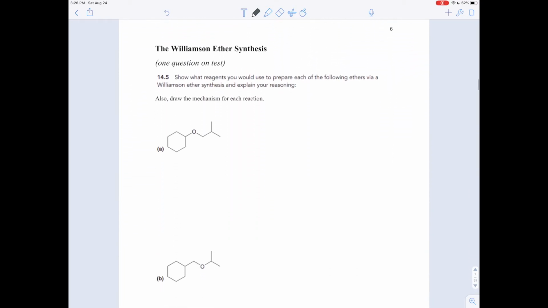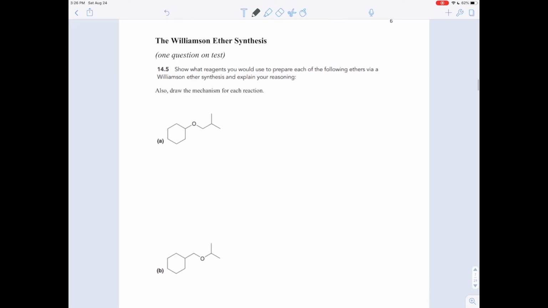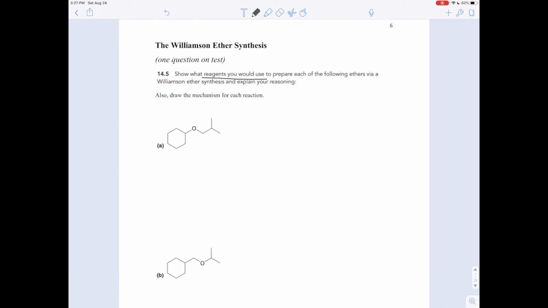Okay, that being said, we can approach question 14.5. And this is asking for two things. It wants to know the reagents you would use, and so we know we're dealing with an alcohol and an alkyl halide. You just have to be careful that the alkyl halide is methyl, primary, or secondary. And the second thing it's asking for is to draw the mechanism for the reaction.